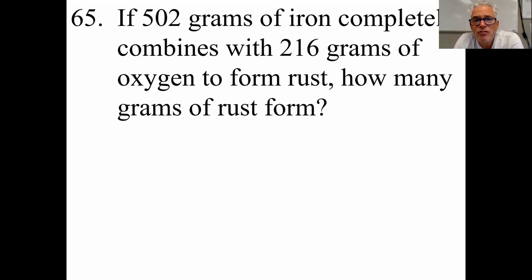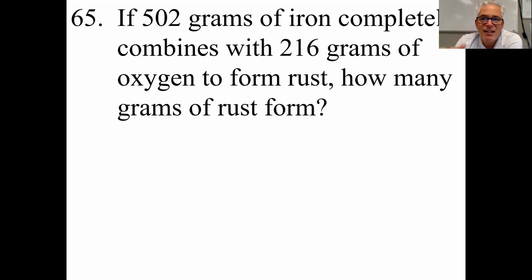All right, 502 grams of iron completely combines with 216 grams of oxygen to form rust. How many grams of rust form? Don't make this a big deal. Iron and oxygen make rust. Iron mass plus oxygen mass makes rust mass.